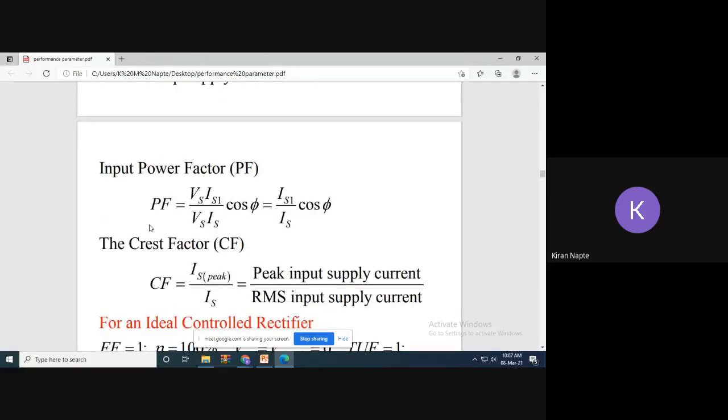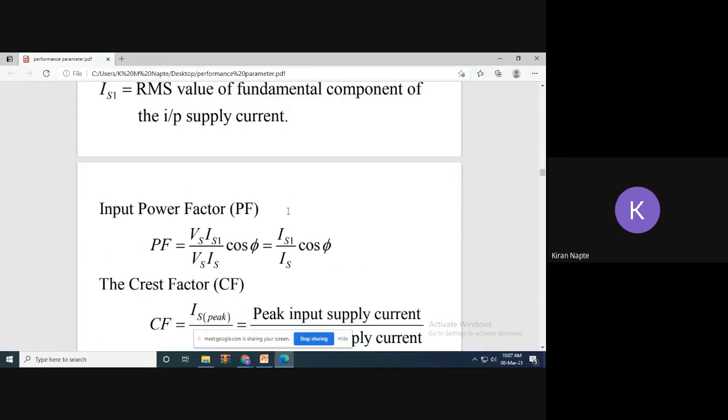The next is input power factor. What is this input power factor? It is basically IS1 upon IS into cos phi. What is this IS1? IS1 is the RMS value of the fundamental component of the input supply current. IS is the RMS value of the input supply current, and this phi will be the angle between these two, IS1 and IS. So this is known as input power factor, right?